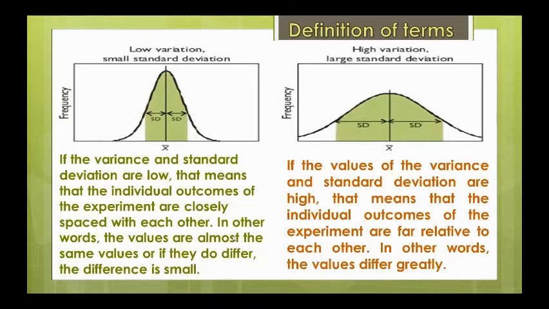And then, dito sa second graph natin, if the values of the variance and standard deviation are high, that means that the individual outcomes of the experiments are far relative to each other. In other words, the values differ greatly. Kaya mas malawak yung standard deviation natin. So, wider yung standard deviation pag high yung values niya.